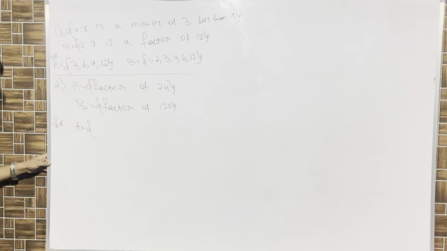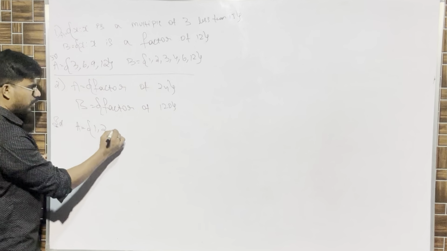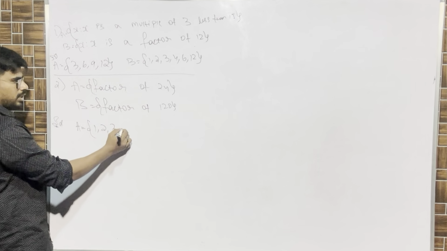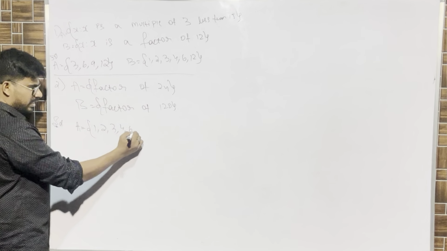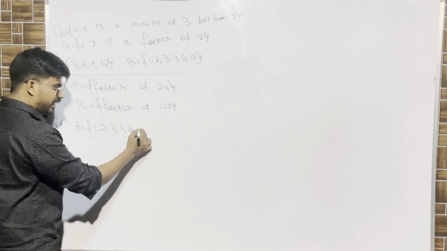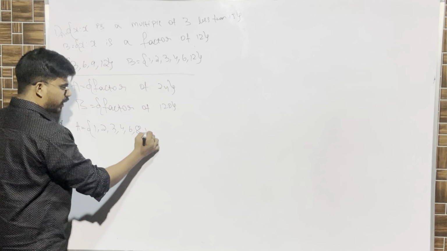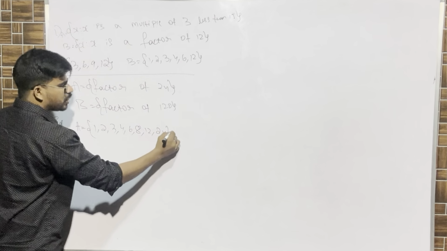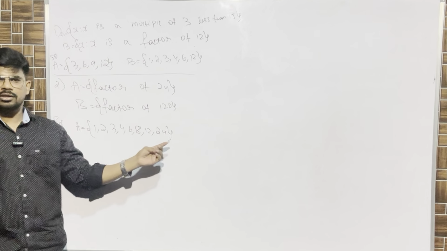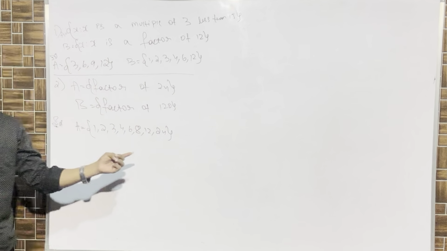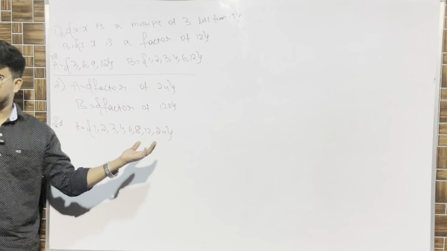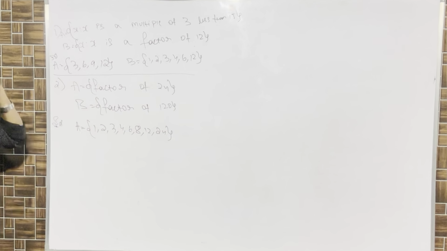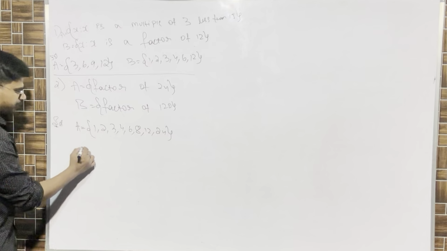Factors of 24: yes, 1 goes in, 2 goes in, 3 goes in, 4 goes in, 6, 8, 12, 24. Once you reach half of the mark, you need not check the next factors. After 12, before 24, you won't have any factors of 24. First completed. Next, B.